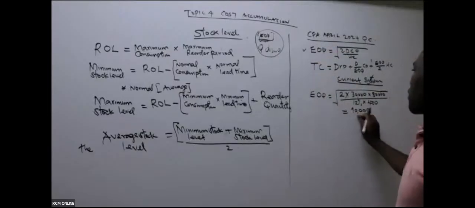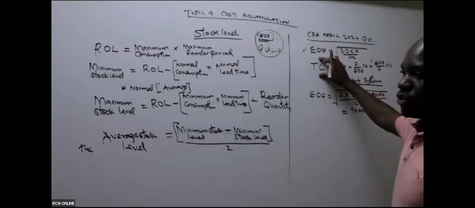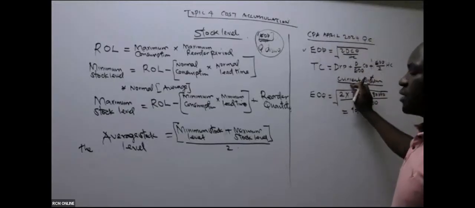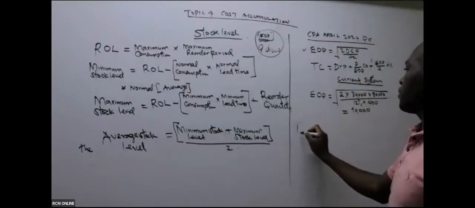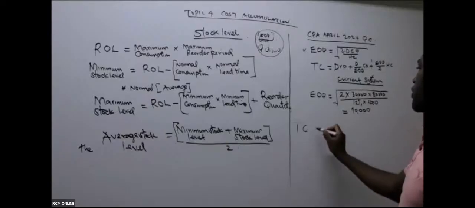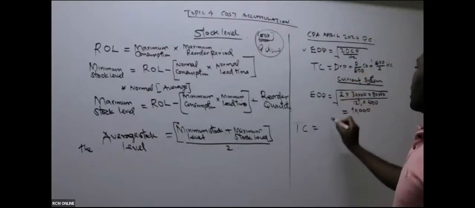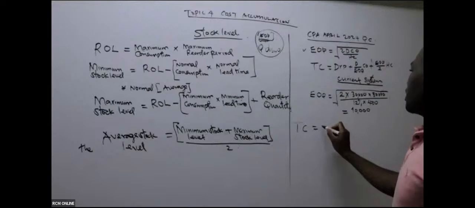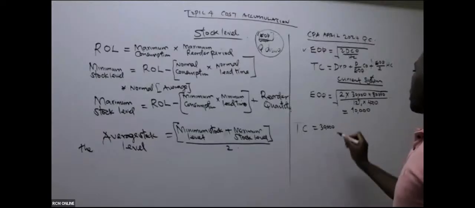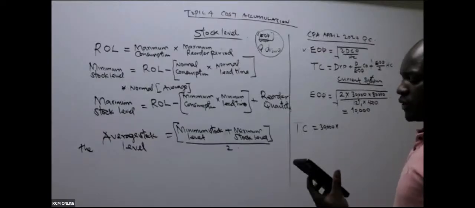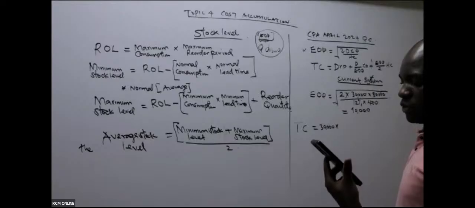Can we now use this economic order quantity to get total cost under current system? So total cost is equal to demand. They're talking about 30,000 units demanded in a year. We multiply by purchase price, which is 400.